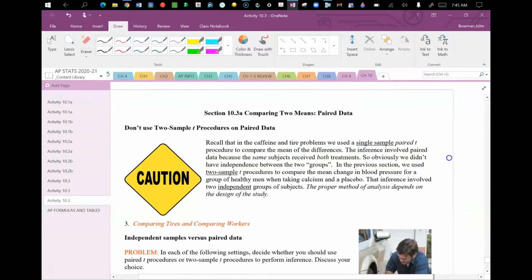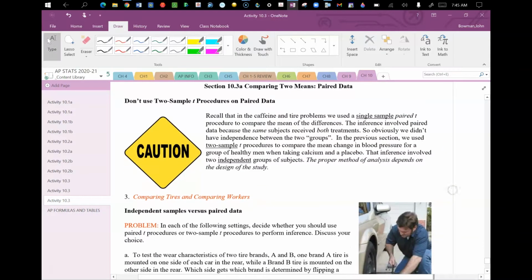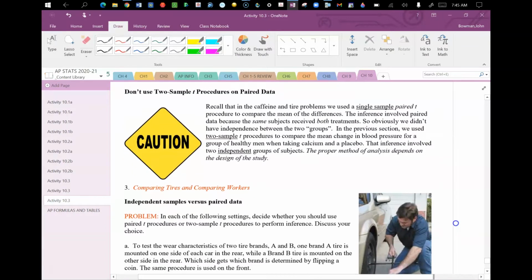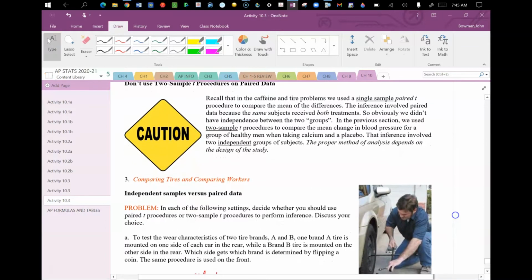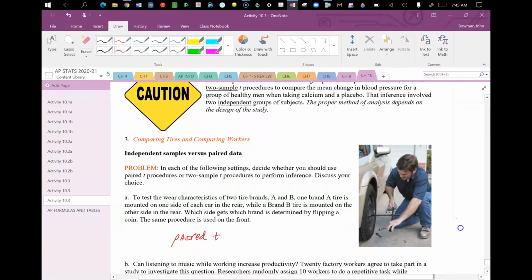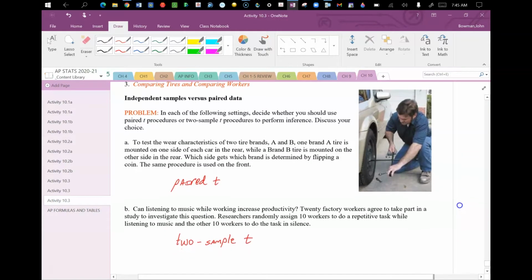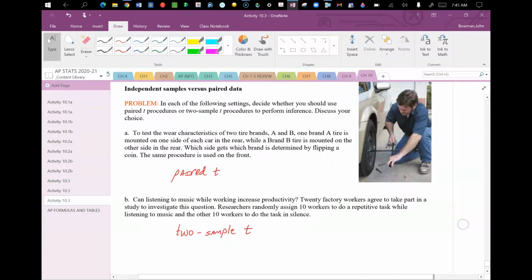So you have to pay attention to whether or not you have paired data. So you decide whether or not you use a single sample T procedure or a 2 sample T procedure. And that is based on whether or not the 2 groups are independent. So here's a couple of examples where you would read the scenario and decide what procedure.